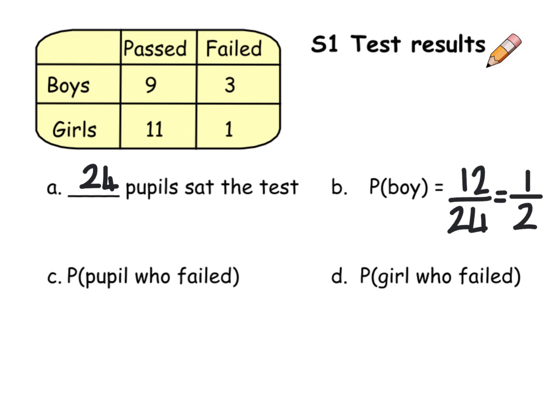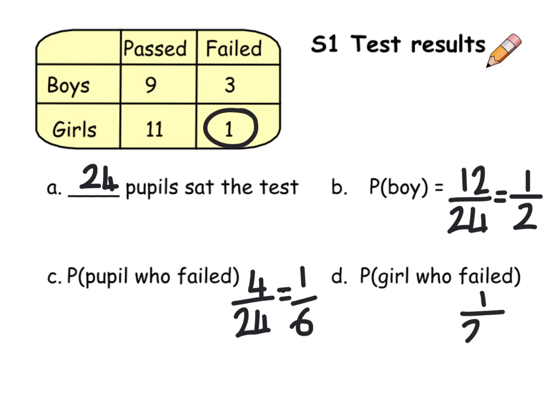Then we have this one, probability of any pupil that failed. So 3 boys failed, 1 girl failed. So that's 4 people. So 4 fails out of a possible 24 pupils. And that simplifies down using the 4 times table to 1 out of 6. And then the last question, probability of a girl that failed, not many of them, there was only 1. So 1 girl out of 24 in the class failed the test. So let's see what else we've got.